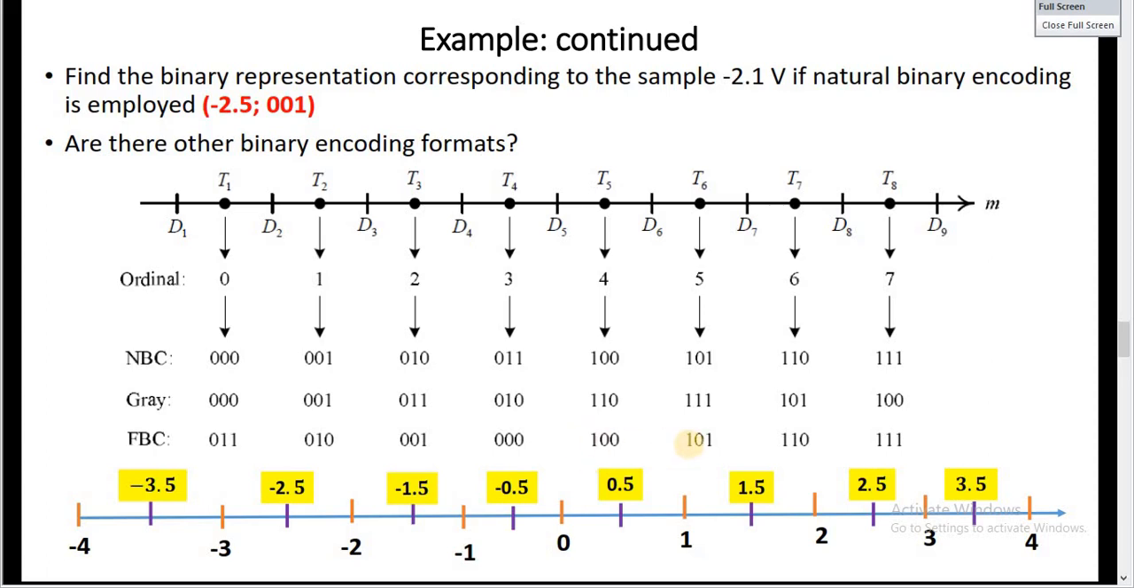Then the rest of the levels are given in ascending order: 00, 01, 10, and 11. The same applies for the negative samples. We start with 00, 01, 10, 11. So this is positive 1, then 00, 01, 10, 11. This one, negative, and then 00, 01, 10, 11.